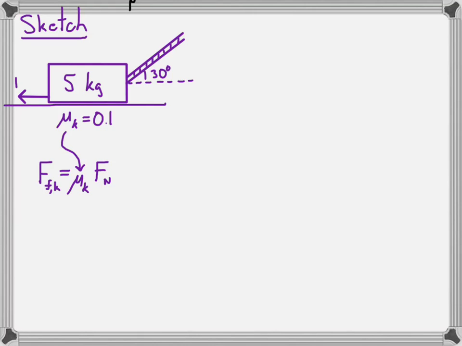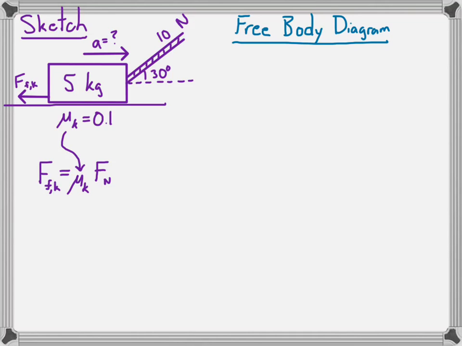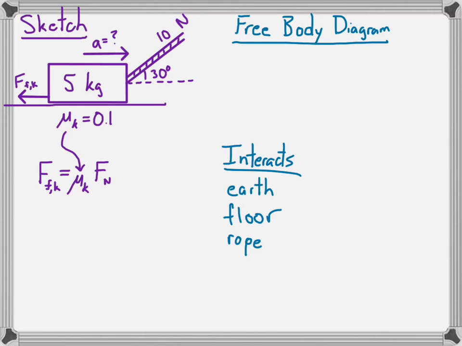The next step in the process is to draw a free body diagram. Now, a free body diagram involves just a representation of the object we're interested in and the forces acting on that object. So, first of all, we have to figure out what this block is interacting with. Well, it interacts, first of all, with Earth. Earth is pulling it downward. It interacts with the floor. And it also interacts with the rope. So those are the three items it interacts with.